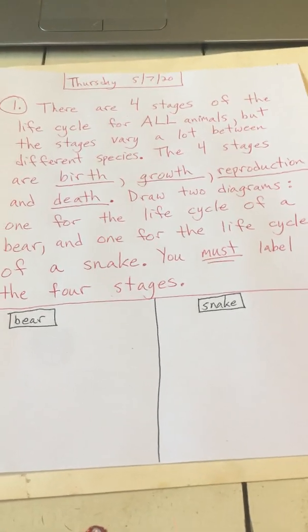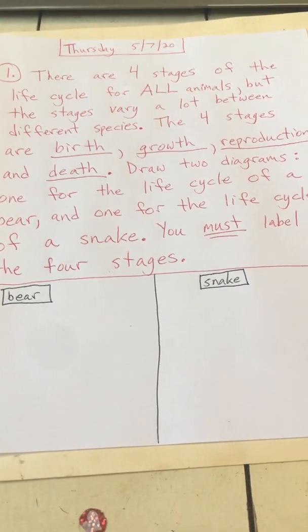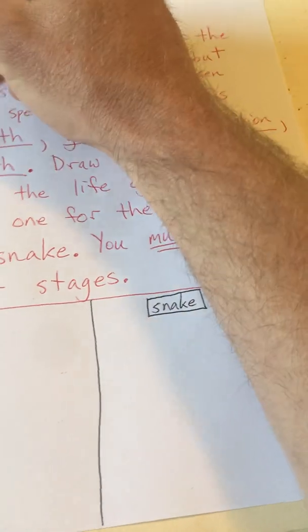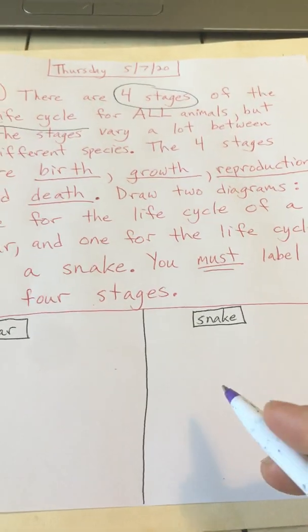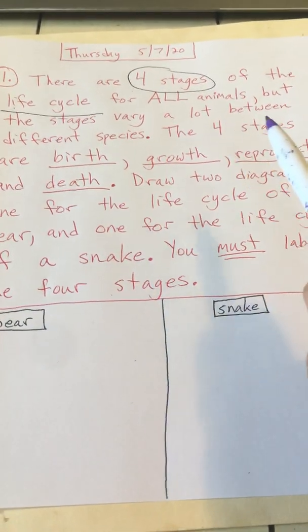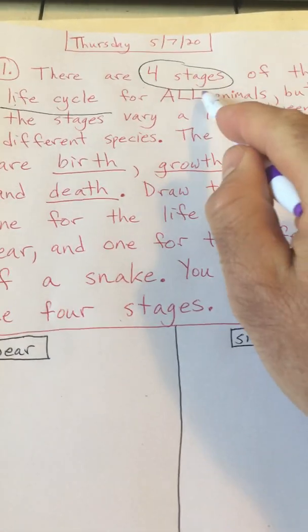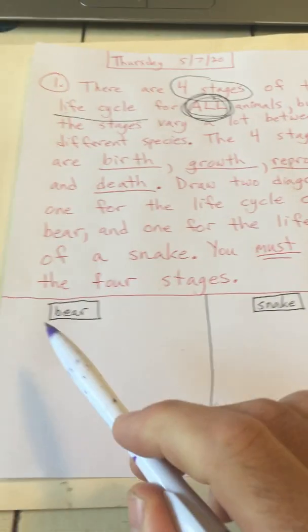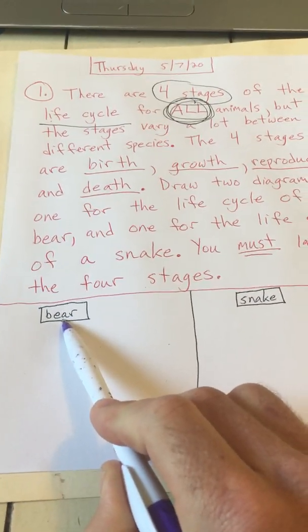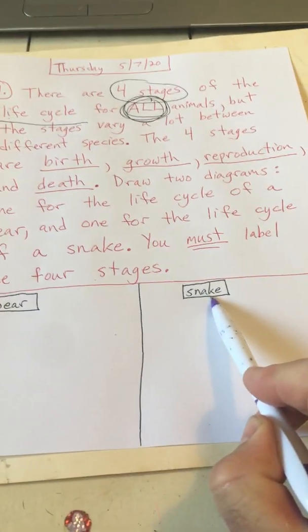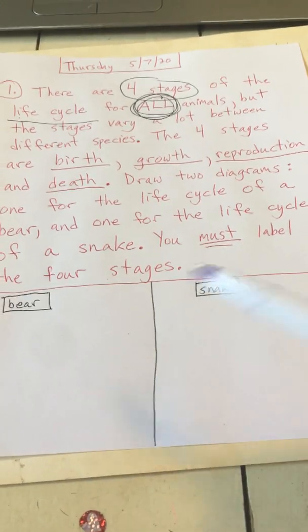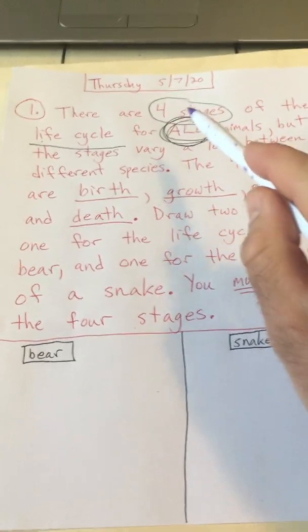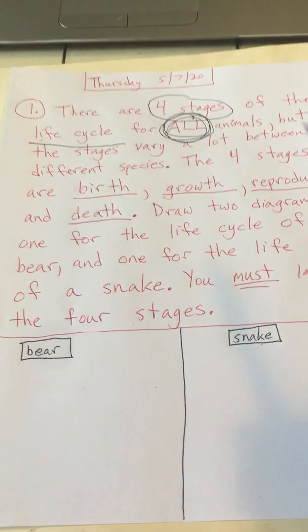It says there are 4 stages of the life cycle for all animals. So all animals go through 4 stages of their life cycle. But the stages vary a lot between different species. So even though they all go through these 4 stages, the life cycle of a bear, the stages are a lot different than the life cycle of a snake, which is something we're going to talk about tomorrow. Okay? So they are these 4 stages that are always the same, but they're kind of a little different between different species of animals.